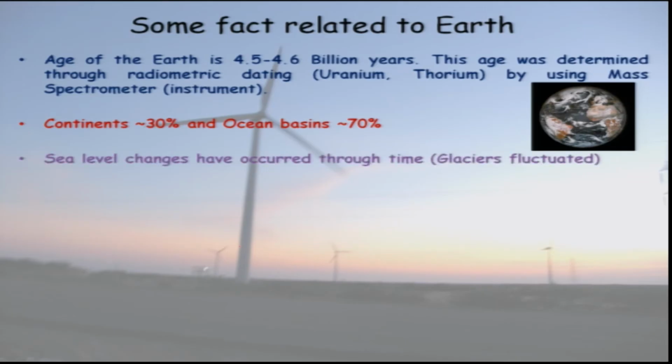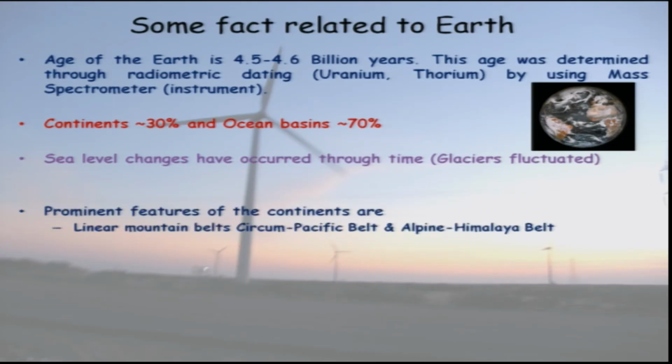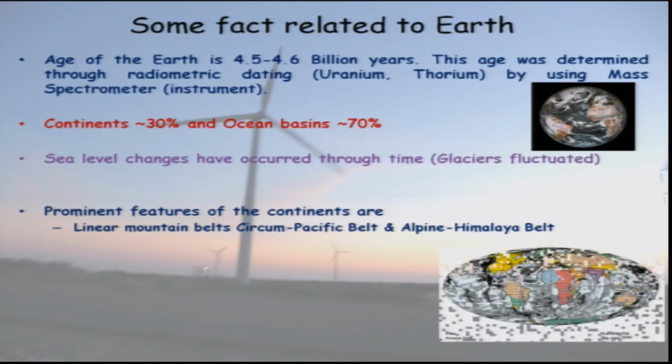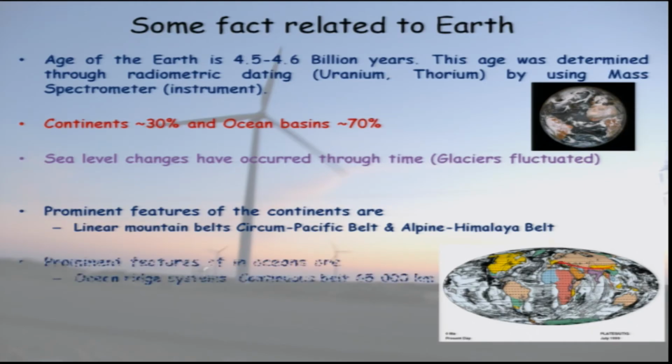And sea level changes have occurred through time, what we call glacier fluctuations. There are prominent linear features which exist on the Earth's surface: the circum-Pacific belt and the Alpine-Himalayan belt. Then we have the prominent feature of the oceanic ridge system, which covers almost 65,000 kilometers and goes around the Earth.